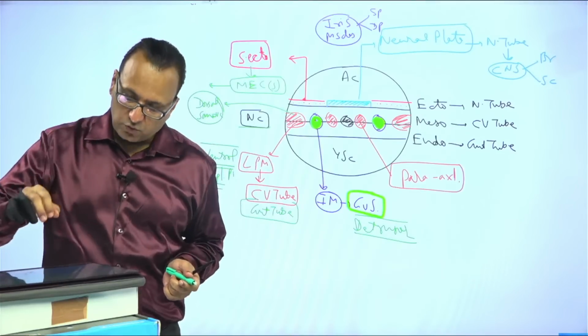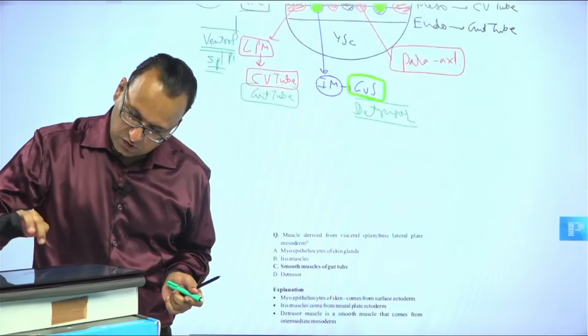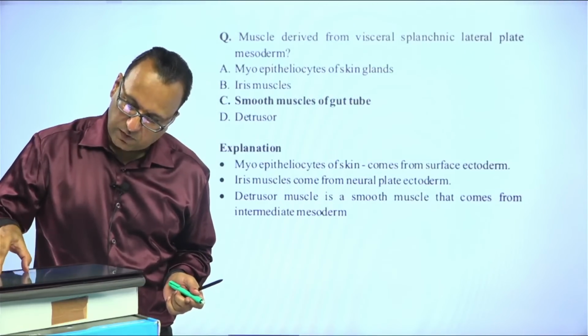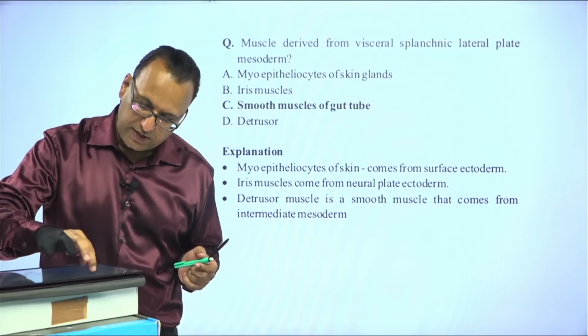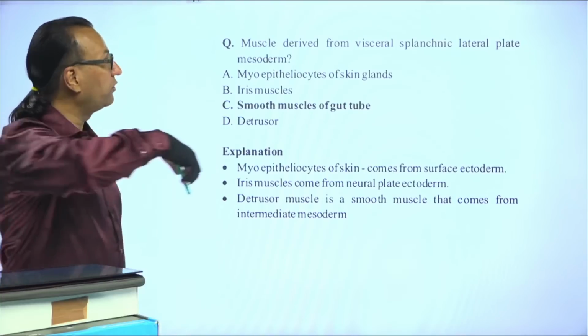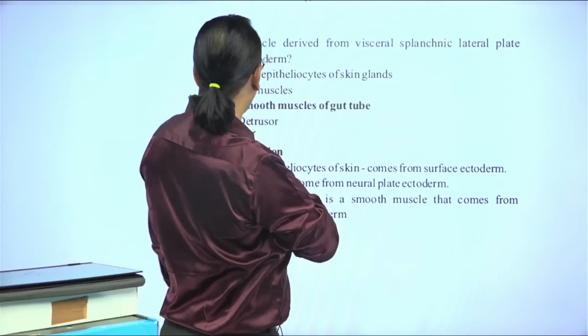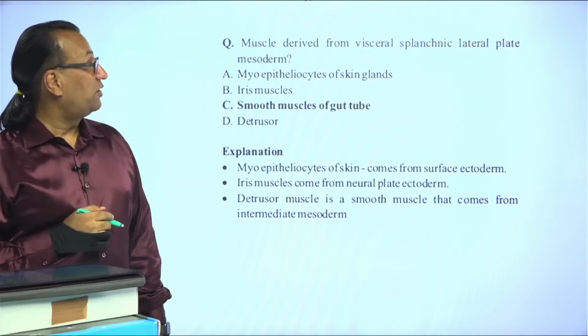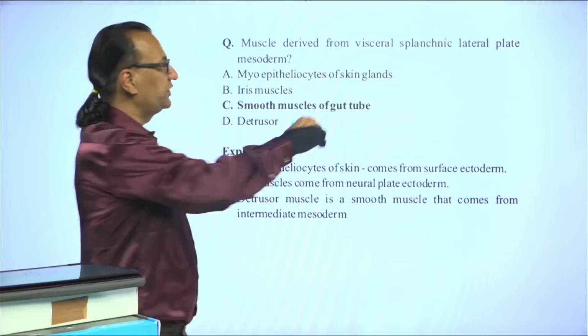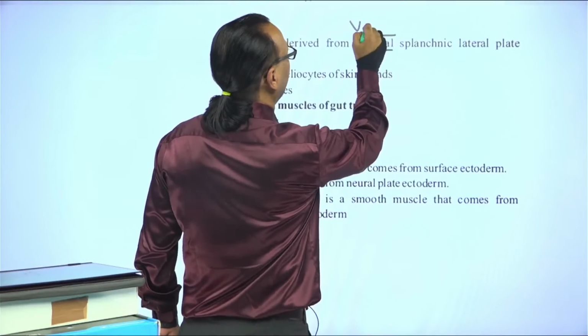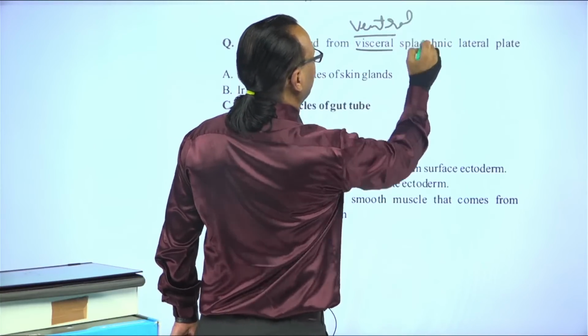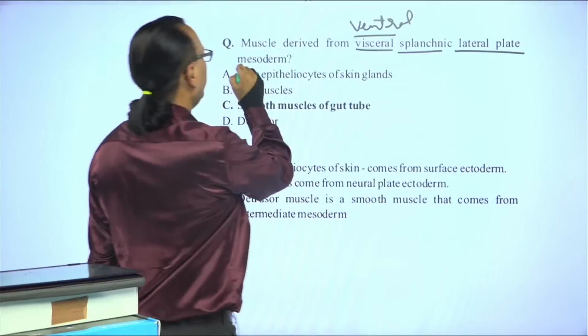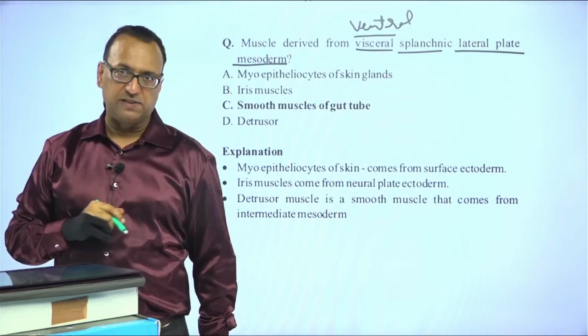By the way, what do you think the answer should be to the question? There is one question they asked earlier, and it used to be a controversial question. What do you think is the answer here? The answer is already given, and the explanation is also given. So the muscles derive from visceral, which is ventral. So ventral, visceral, splanchnic lateral plate mesoderm. It will form which muscles?